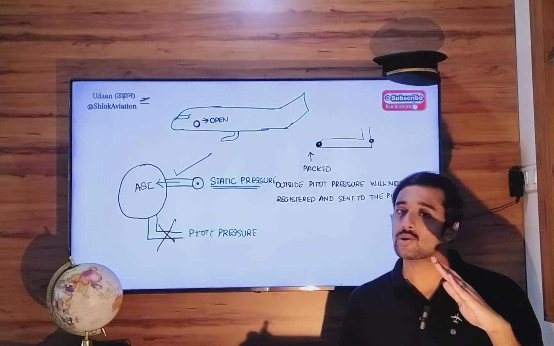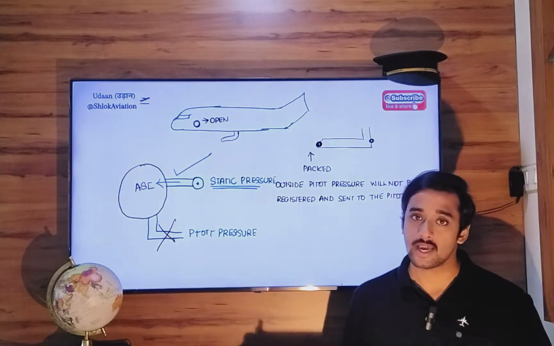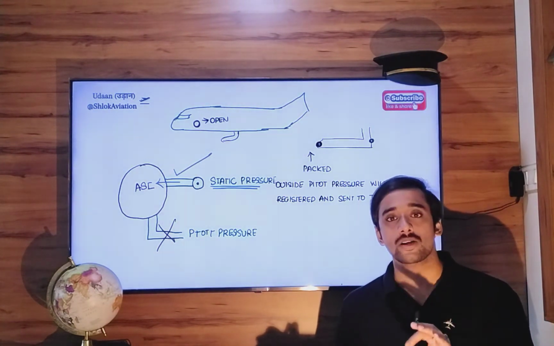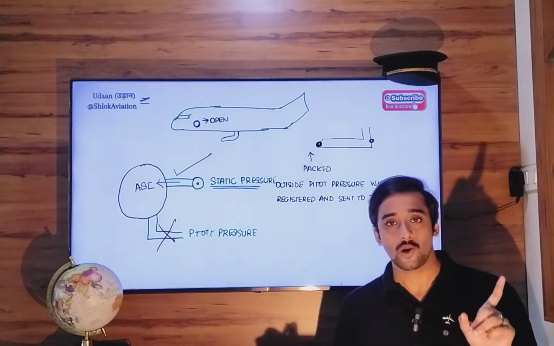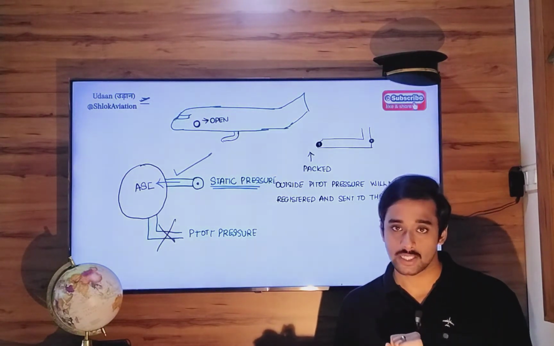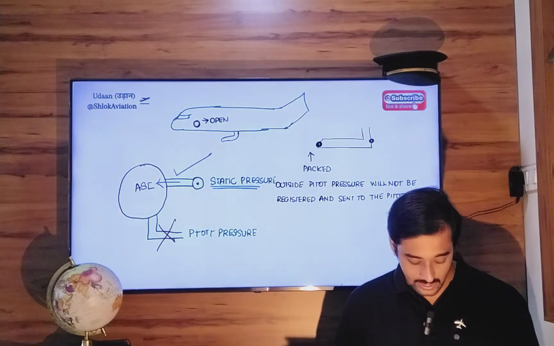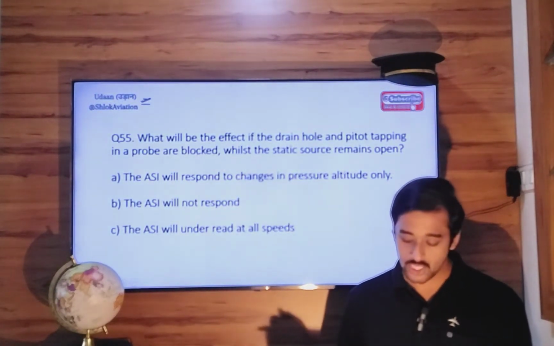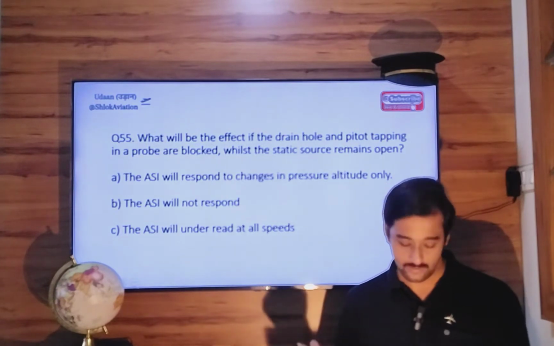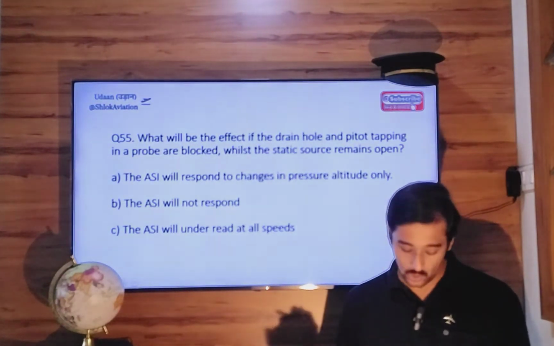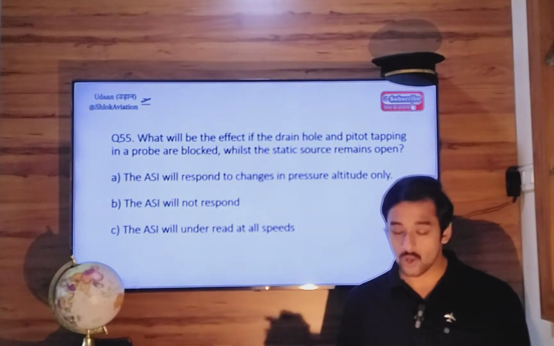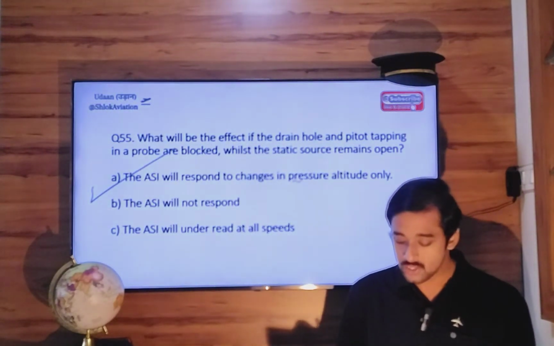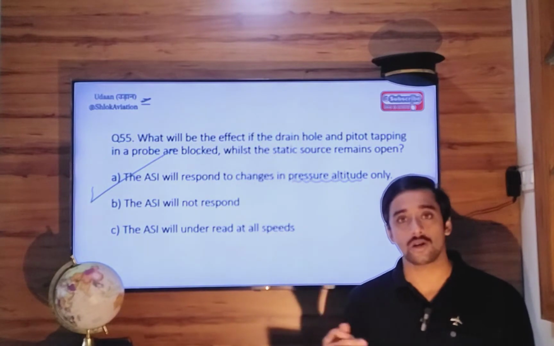You may be flying at a constant calibrated airspeed, but irrespective of that, the airspeed indicator pointer will show an increasing trend because the altimeter is showing an increasing trend. So your airspeed indicator works like an altimeter. So the ASI will respond to changes in pressure altitude only. ASI won't respond at all. ASI will underread at all speeds. So the correct answer is option Alpha. It will respond to changes in pressure altitude like an altimeter.